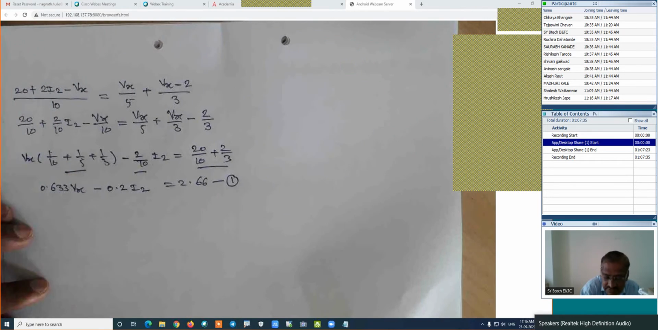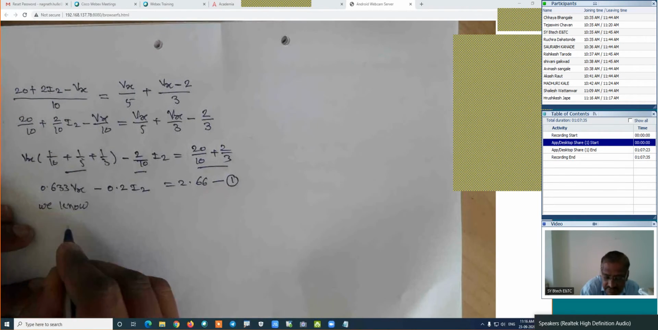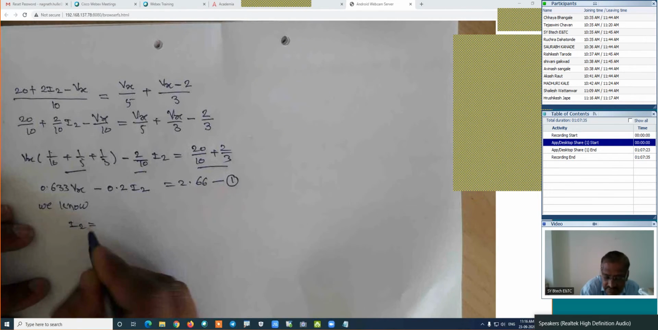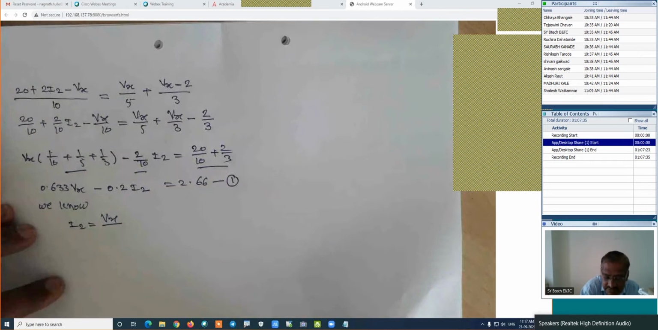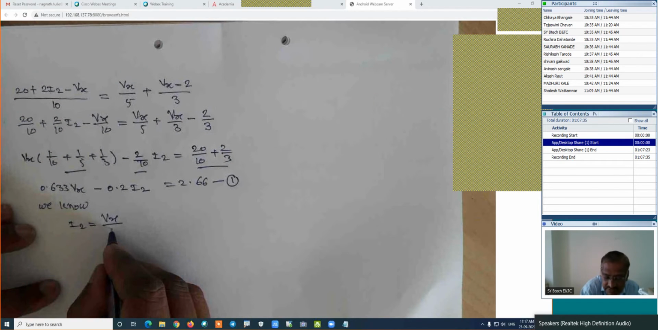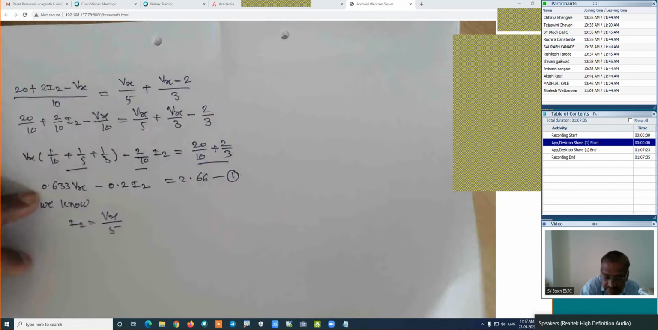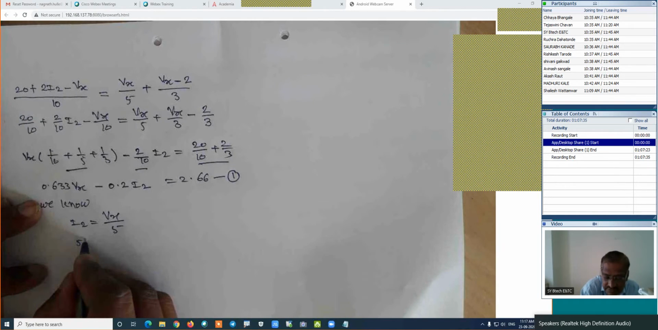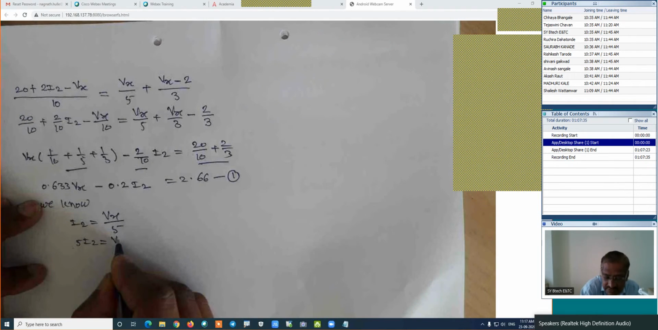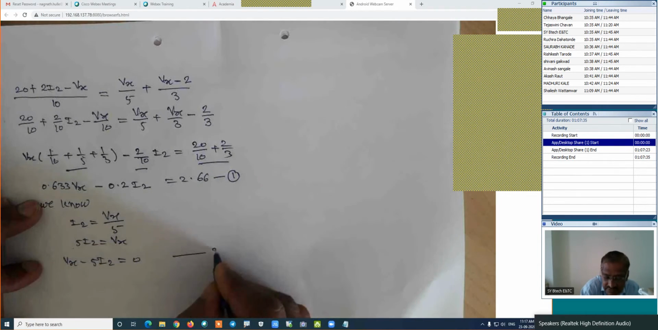We know I2 is equal to Vx upon how much? Vx upon 5, I guess. Vx upon 5. Is it right? Yes. In this case, if we are simplifying this equation, this will be 5I2 is equal to Vx, or Vx minus 5I2 is equal to 0. This is equation number 2.